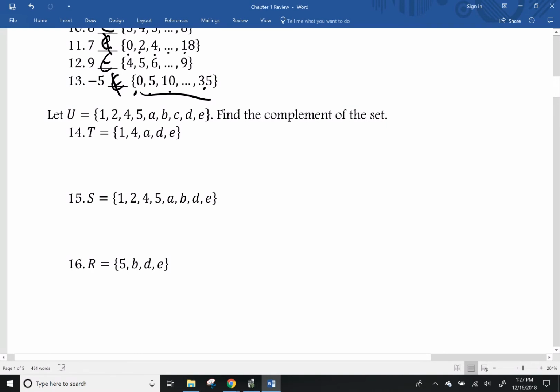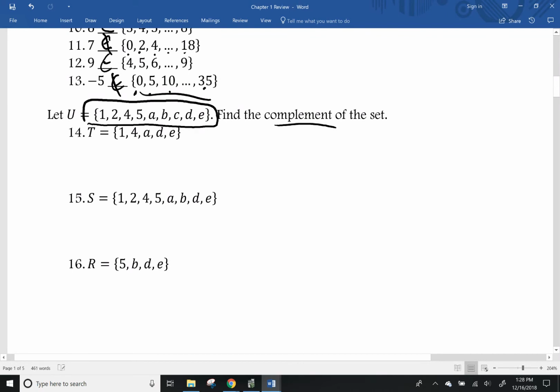Number 14. So U, meaning universal set, contains all of these elements. So basically for 14, 15, and 16, that U set that I just circled there is going to be sort of our benchmark set, the set that we're going to be basing every other problem on. So those are all the elements that I'm going to consider: 1, 2, 4, 5, A, B, C, D, E. I'm not worried about anything else that's not in that set. So I'm only worried about those elements.